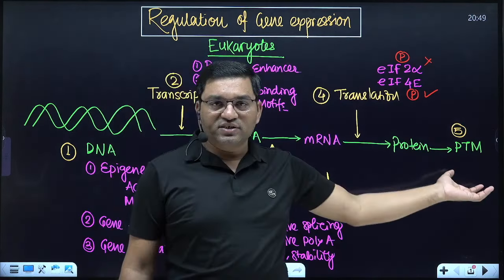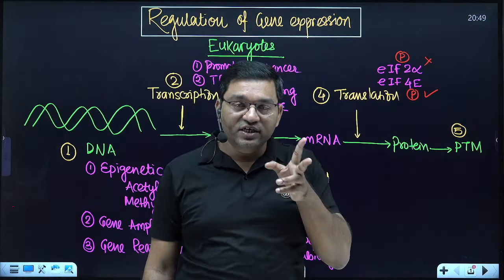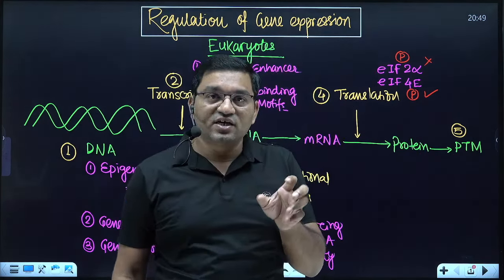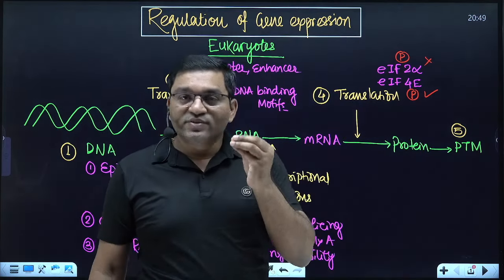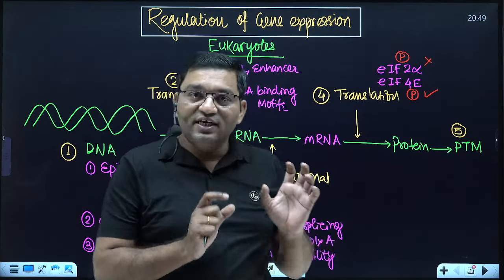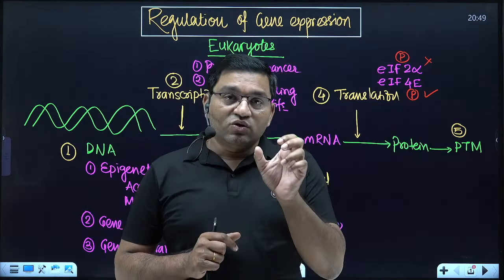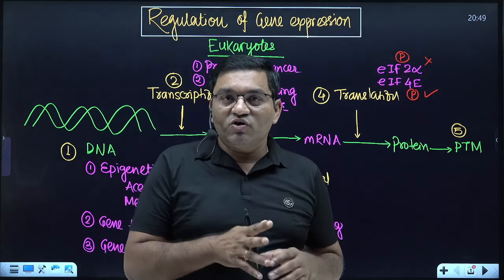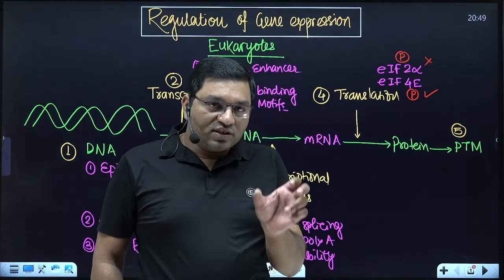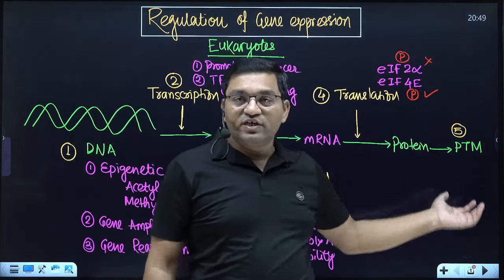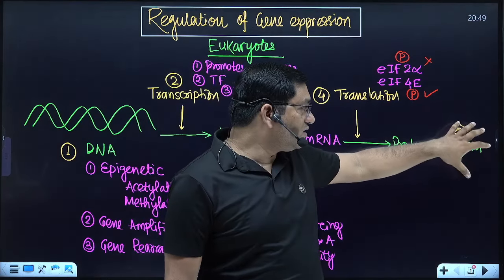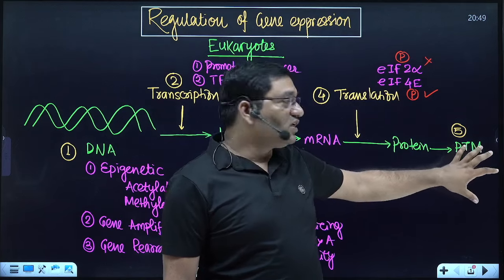There are a number of post-translational modifications which include the cleavage of initiator methionine. That means the first amino acid is always methionine, so it is removed. Or the removal of the signal peptide. Whenever a protein is made, a signal is added to it, and that signal is removed after the protein reaches its location. Or then proteolysis, for example, some proteins are activated by removing some peptide part, and some covalent modifications in the proteins are done in the post-translational modification. But this is not the major mechanism of regulation of gene expression.